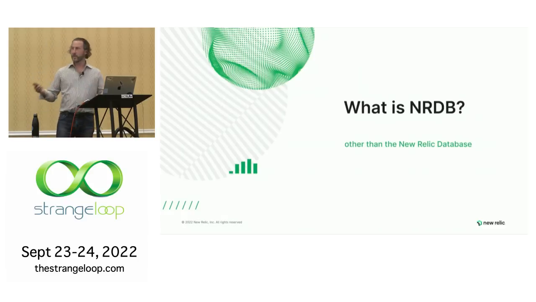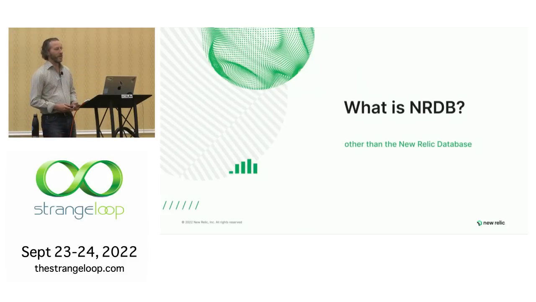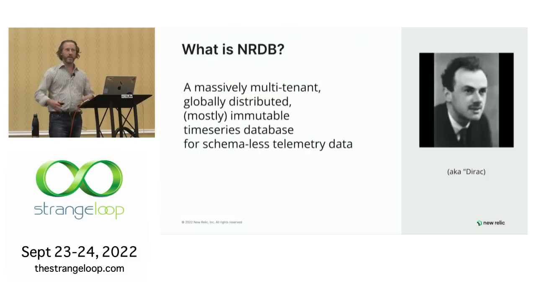So what is NRDB? Literally, it stands for the New Relic database, not a super original name. But if I had to summarize in one sentence how to describe it, it is a massively multi-tenant, globally distributed, mostly immutable time series database for schemaless telemetry data. So this is where we store all of the observability data that our customers send us that they're interested in storing and querying to understand their systems later.